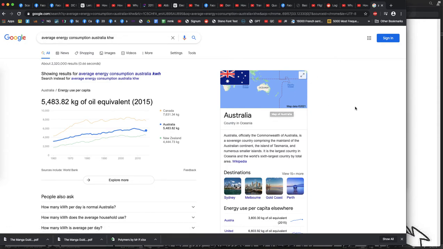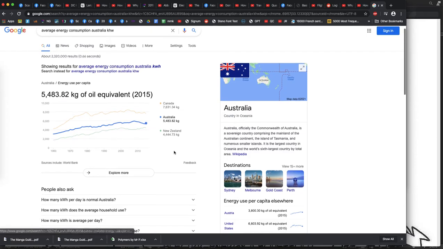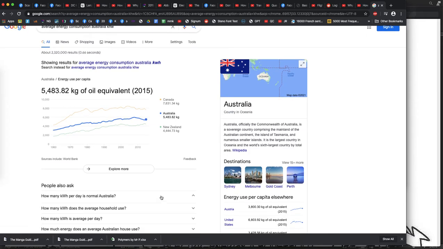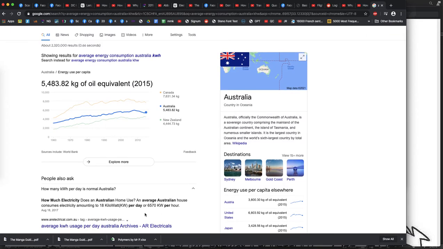So I don't really want the energy equivalent. I want how many kilowatts per day is normal. Okay. An average house in Australia consumes 18 kilowatts per day.